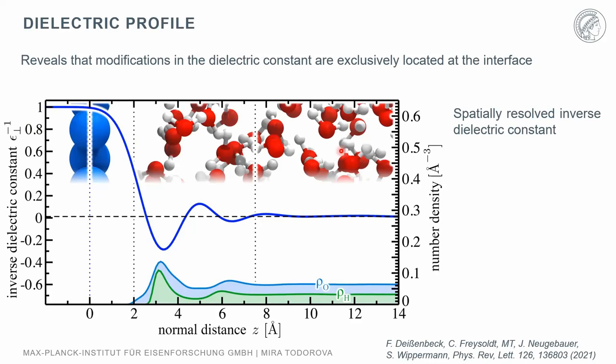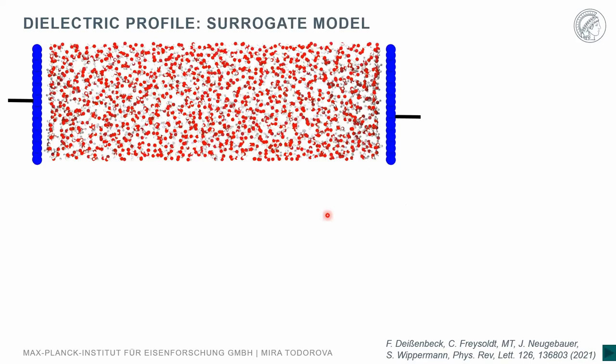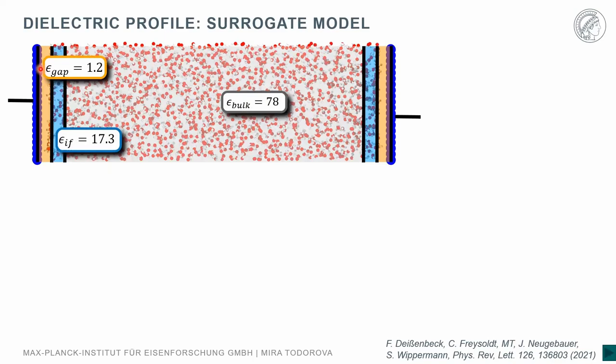So what we did is to try to separate this into 3 different regions and make a kind of surrogate model. There is obviously some kind of hydrophobic gap, which is basically a vacuum region, and then we have the vacuum screen. Then we have this interfacial water region, which is rather narrow, and where we have these Friedel kind of oscillations. And then we have the bulk-like water region. Making this separation and doing a surrogate model, we can very fast, by simply considering a system of capacitors with different screening capabilities, calculate all kinds of different distances that we have.